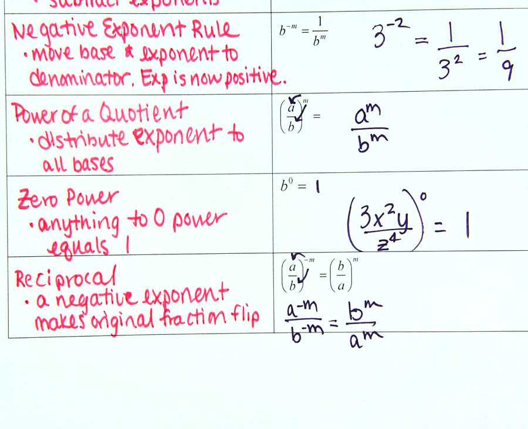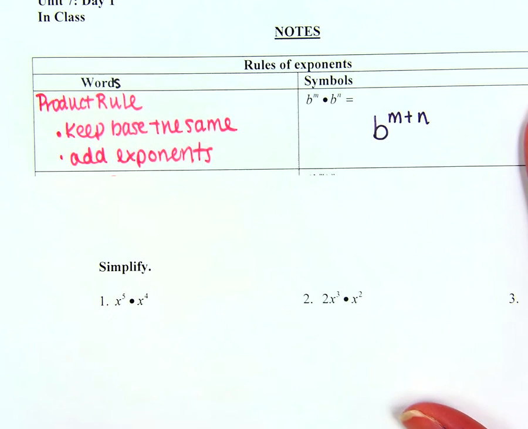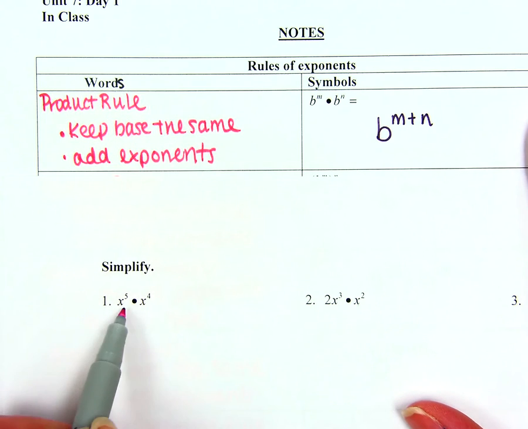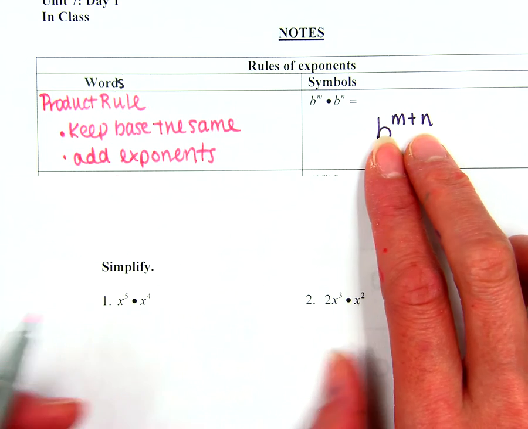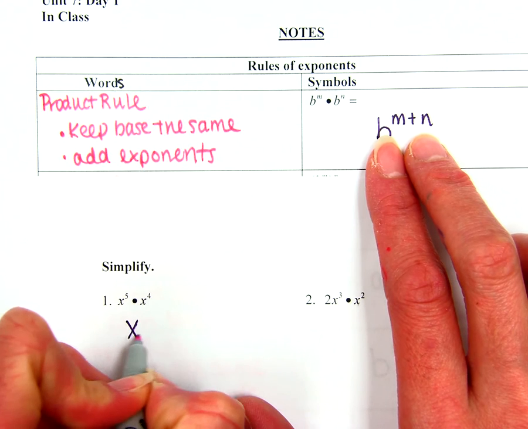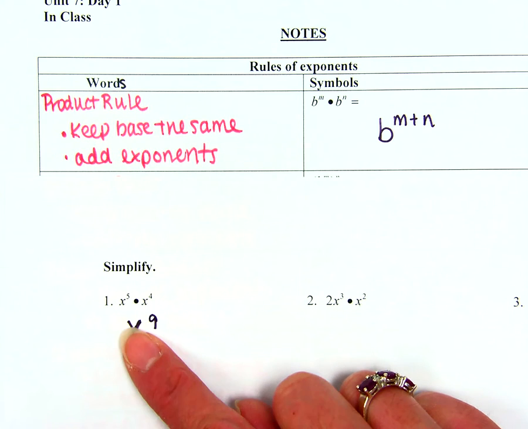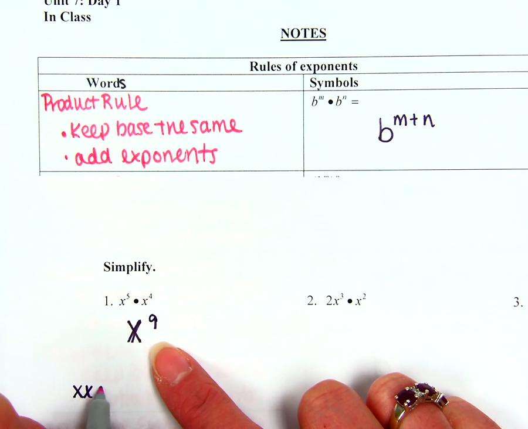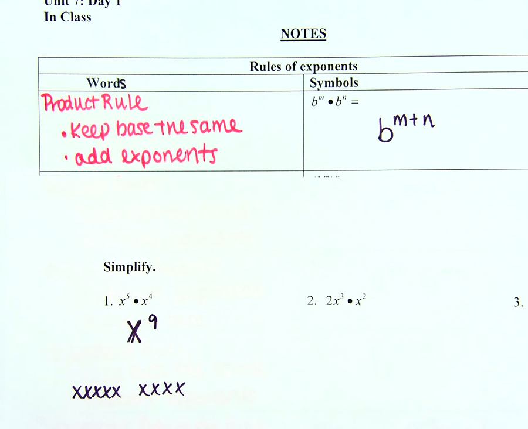All right, so we're going to do the problems on the back, and we're going to refer back to this chart. So if you look at problem number 1, we're multiplying, just like in the product rule. So I would keep my base the same, x and x, and I would add my exponents. So this is equal to x to the 9th, because 5 plus 4 is 9. Now another way of writing this out is x to the 5th times x to the 4th, and then count up how many x's you have. Well, you have 5 here and 4 there, so total you have 9 and x to the 9th.